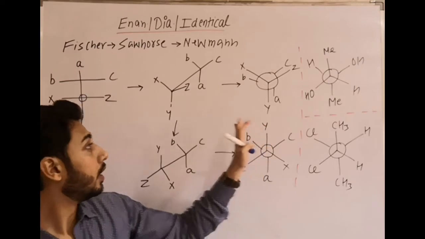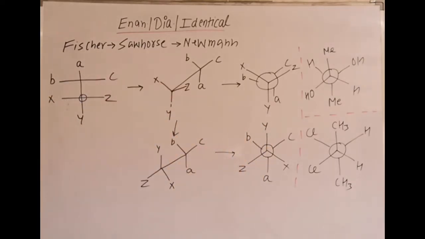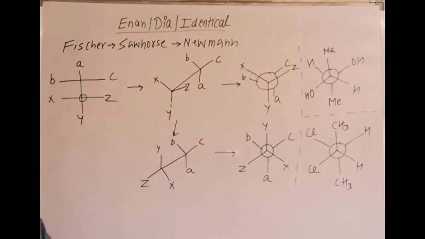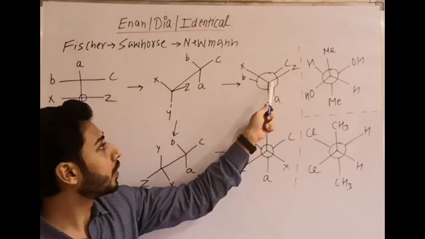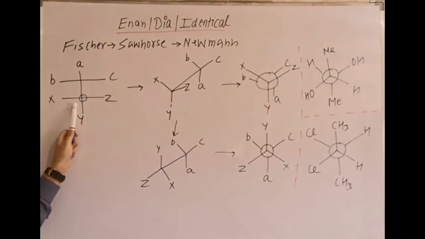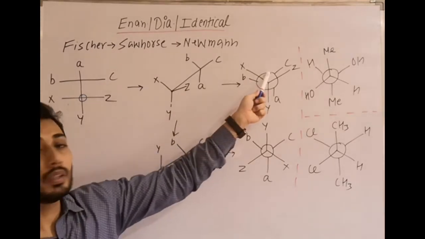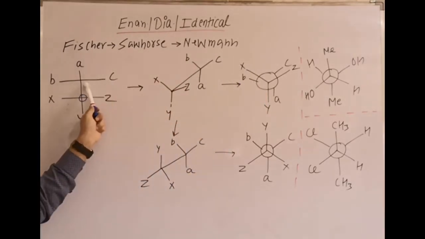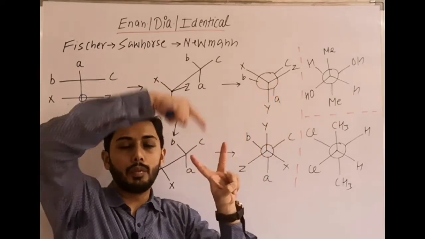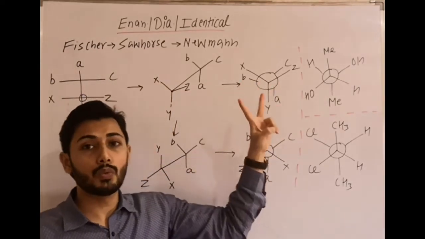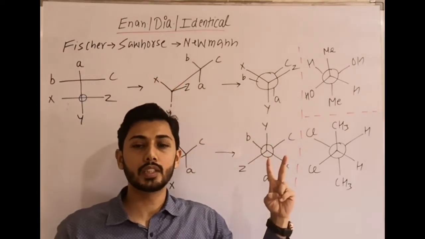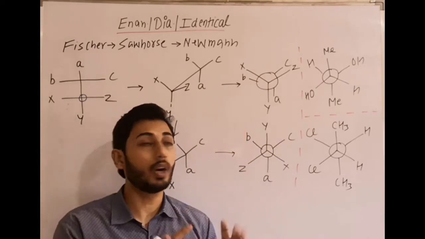So this is the way we can write the Fischer into Newman, or we can convert Newman into Fischer. If Newman is given, then we know the front carbon will be the lower chiral carbon in the Fischer, and the back carbon will be the top carbon in Fischer. But remember, it is in which representation? Y representation. We make the Newman into Y form. Similarly, here also we convert it into Y form. It is just like the Y representation.